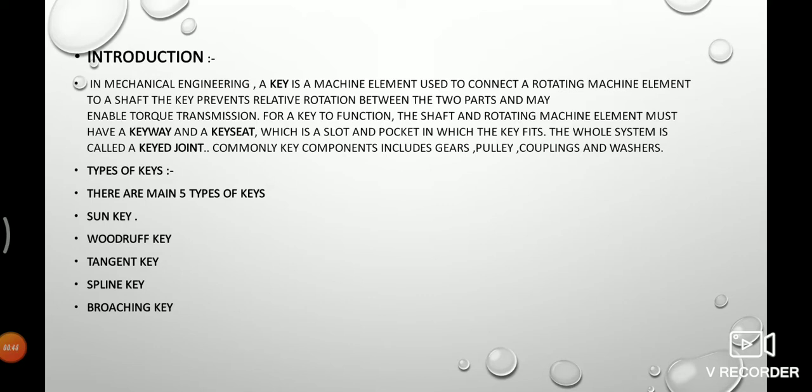Types of keys. There are five types of keys: sunk keys, woodruff keys, tangent keys, spline keys, and broaching keys.